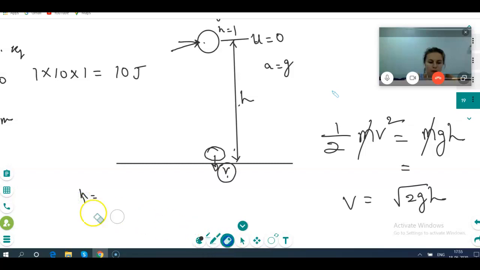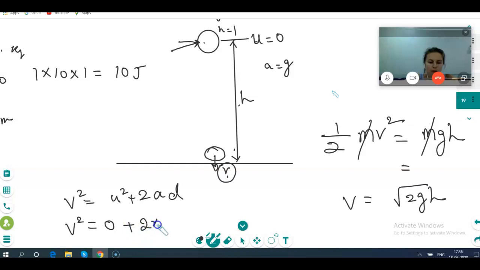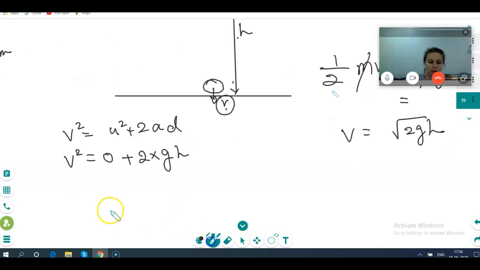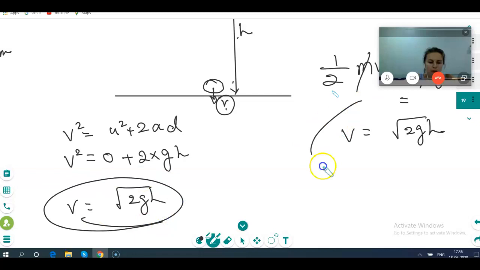Okay. So then it's going to be V square is equal to U square plus 2AH. Sorry, 2GH. V is how much we want. U is 0 because initially it is 0. It's going to be 2GH under root. V is equal to root 2GH, the same. Is it clear?